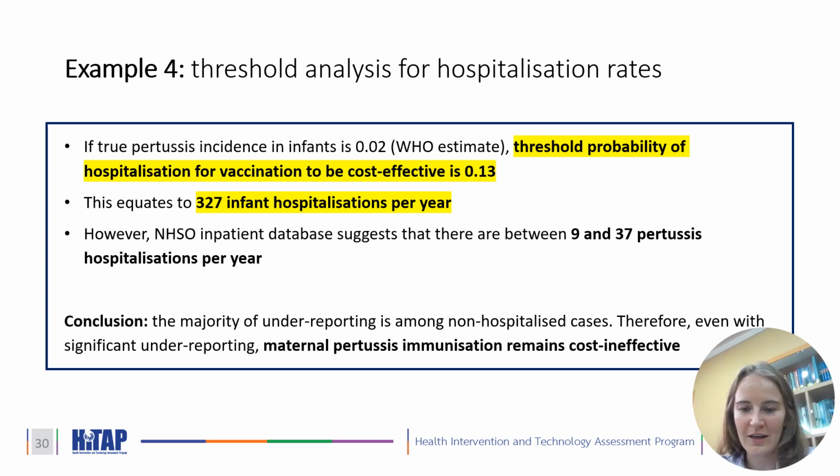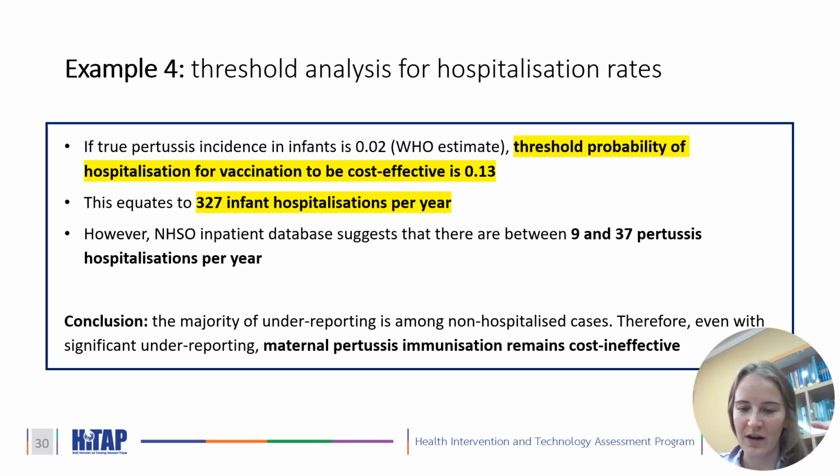So if it turns out that there is really high pertussis incidence, but most of those cases aren't actually being hospitalized, most of them aren't serious, then it's likely that even though we have underestimated pertussis incidence, pertussis immunization is still not going to be cost effective. However, if it turns out that there is still a very high rate of hospitalization, then it might be that maternal pertussis immunization is cost effective.